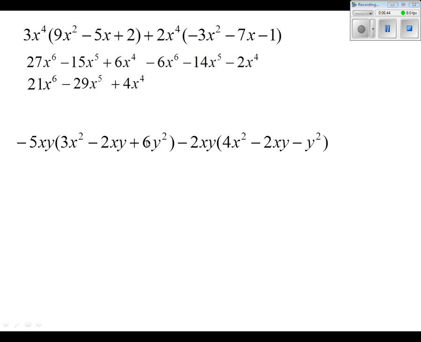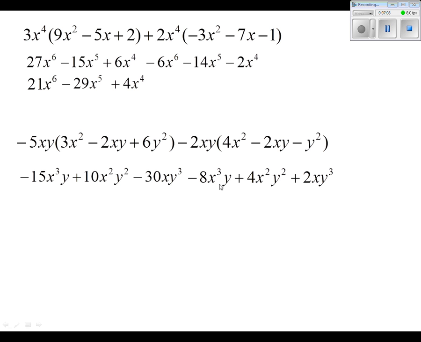And last example for today. Again, I'm distributing. So the first negative 5xy times 3x squared. And then distribute to the rest, I get negative 15x cubed y plus 10x squared y squared minus 30xy cubed. I take the negative 2xy, I distribute it in, and I get negative 8x cubed y plus 4x squared y squared plus 2xy cubed. I now add like terms.